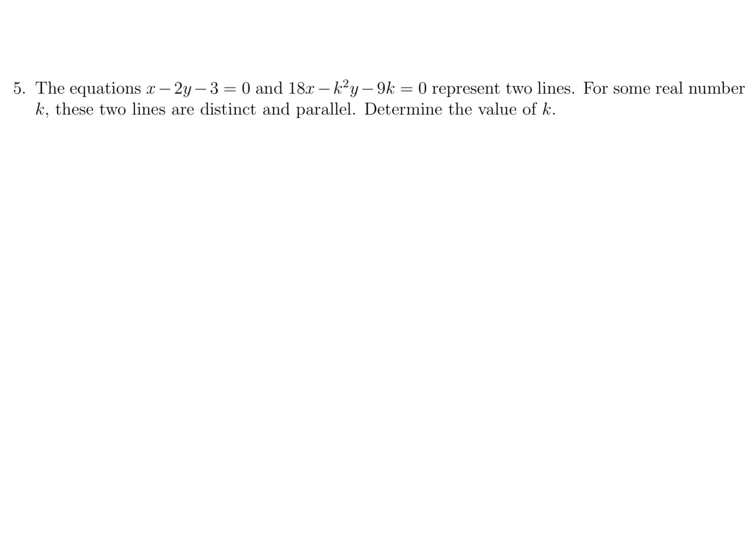Equations: x minus 2y minus 3 is 0, and 18x minus k squared y minus 9k is 0 represent two lines. For some real number k, these two lines are distinct and parallel. Determine the value of k. So we've got x minus 2y minus 3 is equal to 0, and 18x minus k squared y minus 9k is 0.